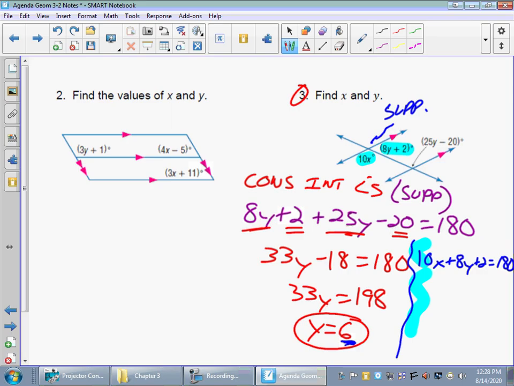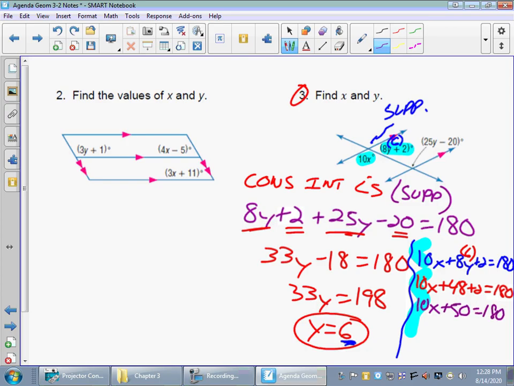So I can plug a 6 in here and say 8 times 6 is 48. So I can actually rewrite this by plugging in that 6 right here and saying, well, now I know that it's 10x plus 48 plus 2 equals 180. And now I can do the algebra from there. I know that 48 plus 2 is 50. So I'm going to have 10x plus 50 equals 180.